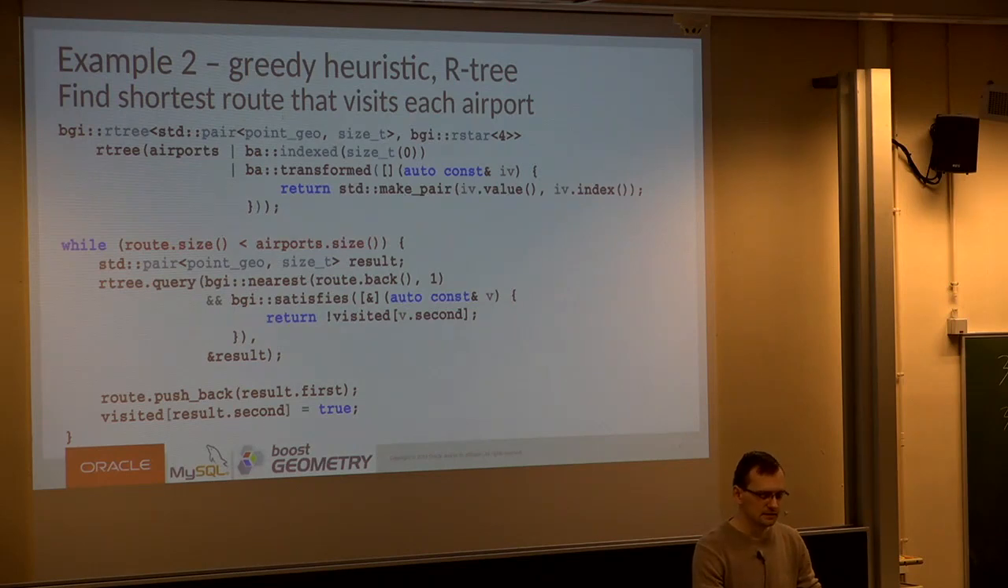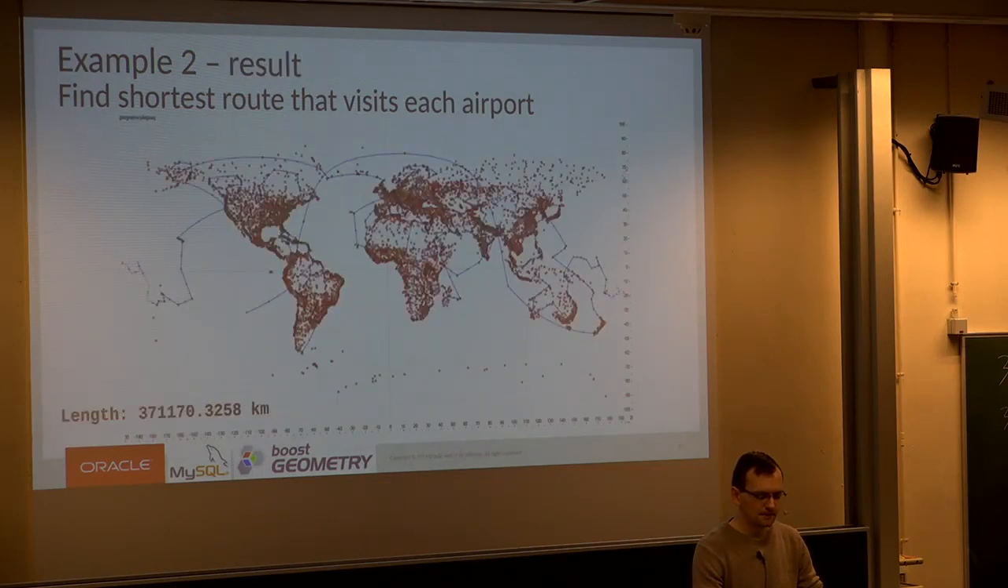So I have all of the data needed in my R-tree, and then I'm doing again the same until I have all of the points. I'm performing a query, but this time I'm not traversing all of the airports to search for the closest point, but using the R-tree for that. I'm passing the nearest predicate, and I need one nearest point, which also satisfies the condition that it is not visited, right? And then I have one in the result. As the output iterator, I'm simply passing a pointer. And I'm putting the result in the route linestring and setting a flag. And that's it. And this is my result.